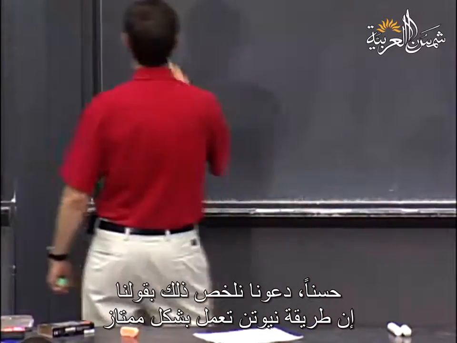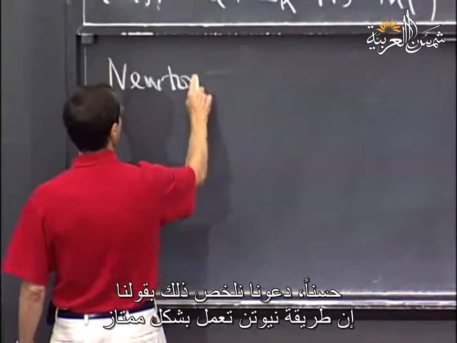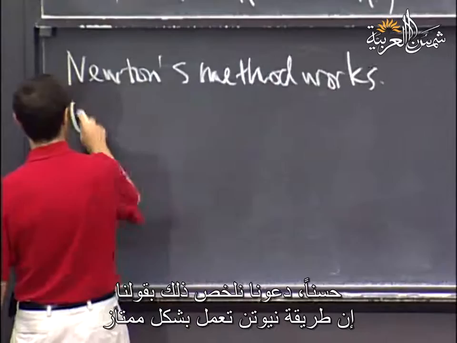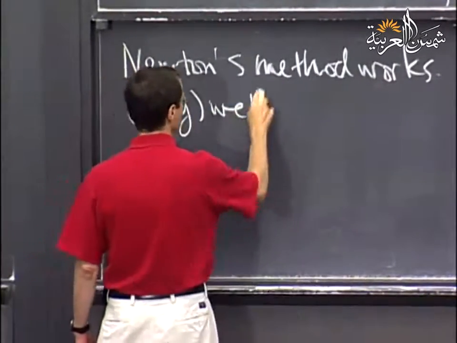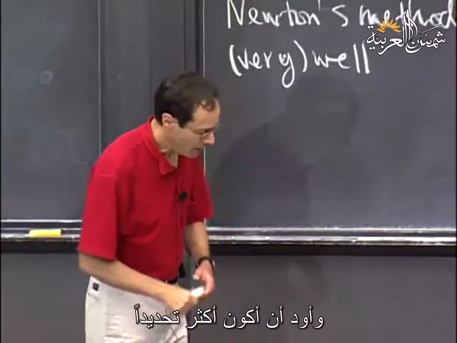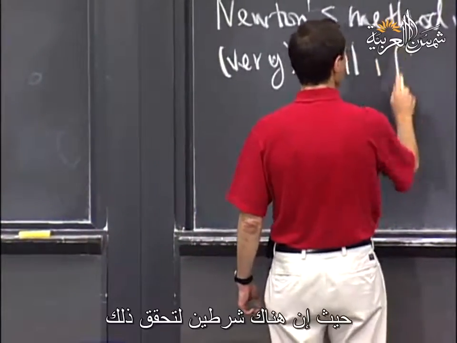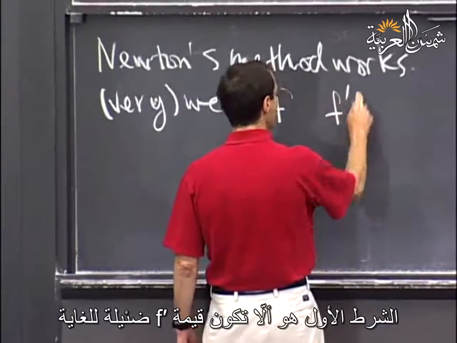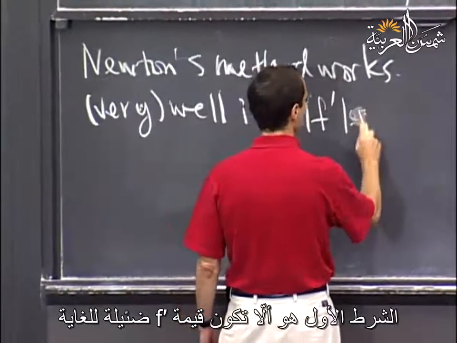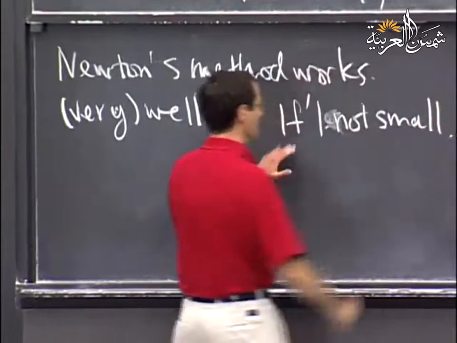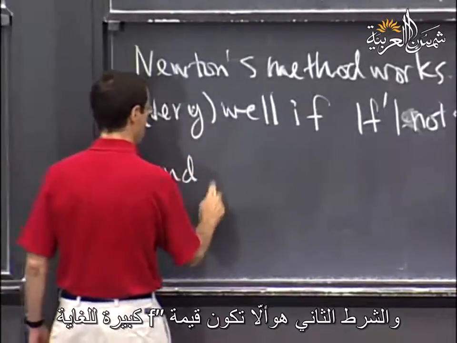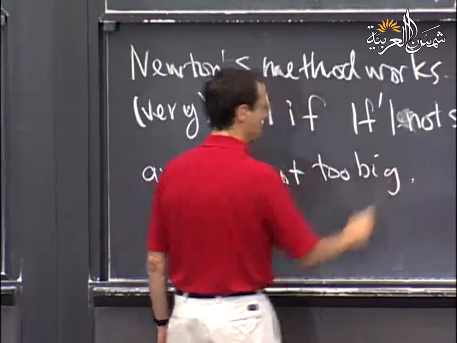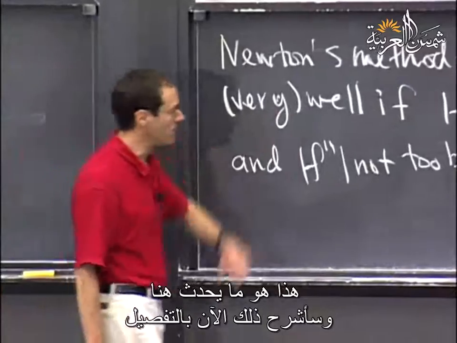So let me just summarize by saying that Newton's method works very well, by which I mean this kind of rate. And I want to be just slightly specific. There are really two conditions disguised in this. One is that f prime has to be not too small. And f double prime has to be not too big. All right, that's roughly speaking what's going on. I'll explain these in just a second.